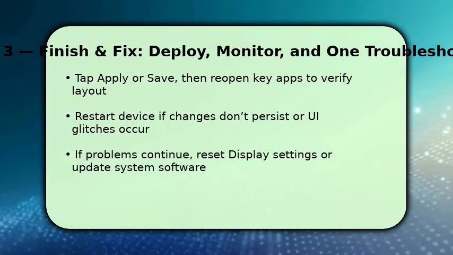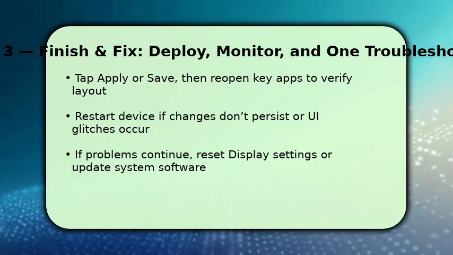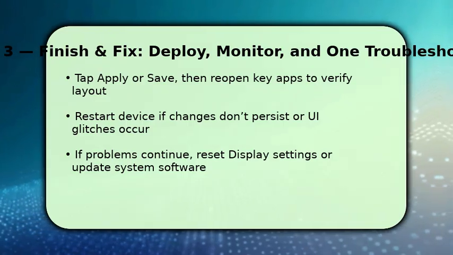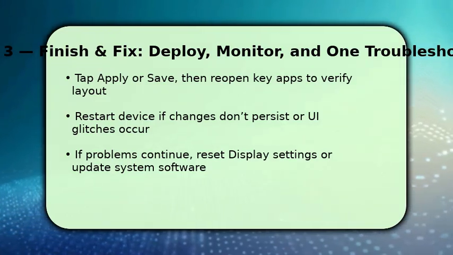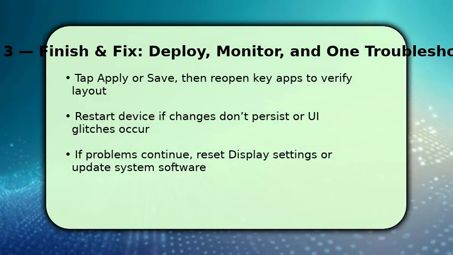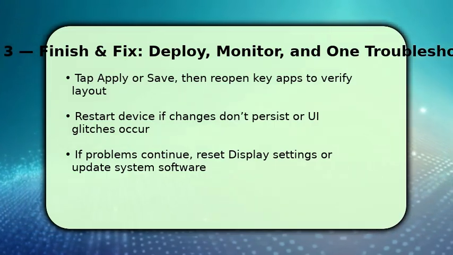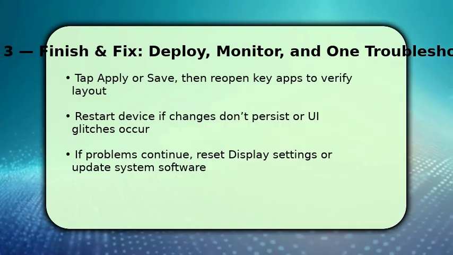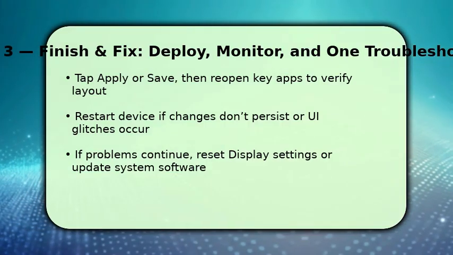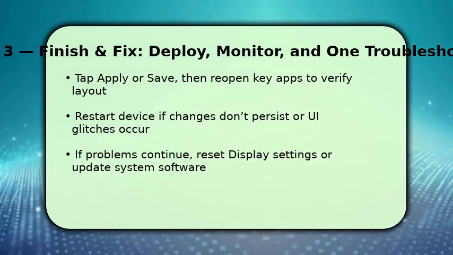You finish by tapping Apply or Save, then immediately open a few apps to verify text, layout, and touch areas look correct. If changes don't persist, restart the phone. Simple reboots often fix UI caching issues. Make sure your system is up to date because display drivers and patches fix known bugs. If problems continue, reset display settings to defaults or contact support, but try a restart first, since that resolves most issues quickly and safely.